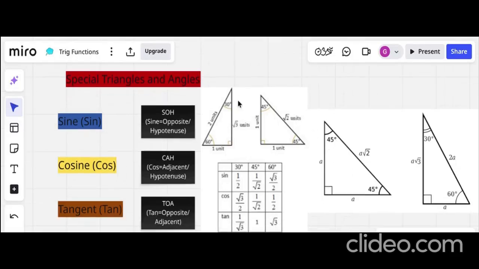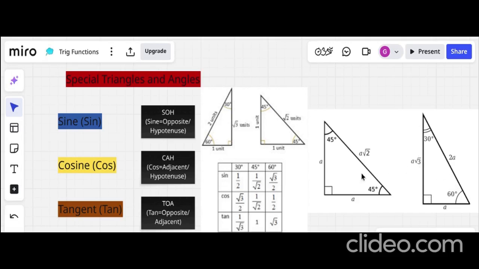Alright, today we will be going over special triangles and simple angle measurements. As you can see in this triangle over here, it's a 45, 45, 90 triangle. So, this triangle and the 60, 30, 90 triangle are all going to be what are called special triangles. Essentially, what that means is these sides will always have the same ratio.